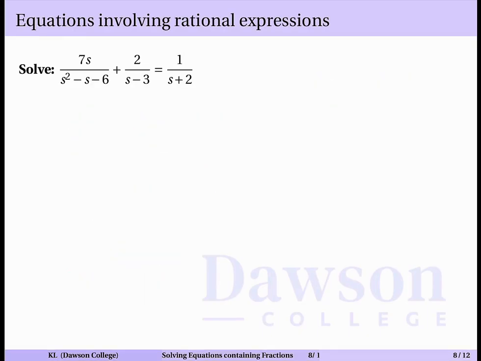Some more problems here. We got 7s over s squared minus s minus 6 plus 2 over s minus 3 equals 1 over s plus 2.